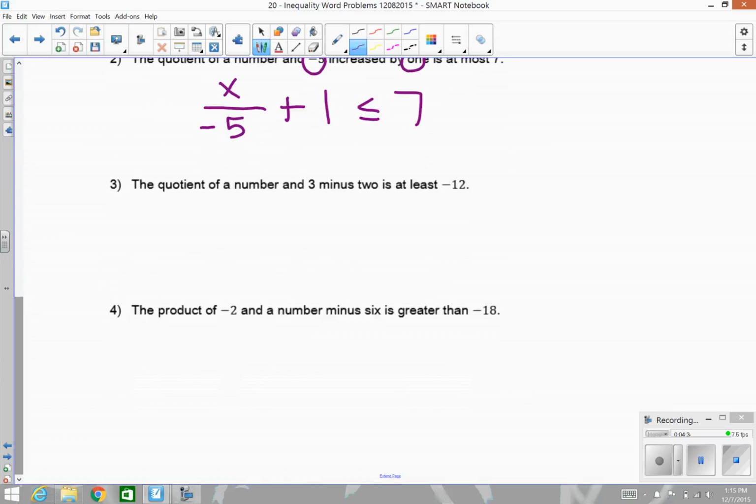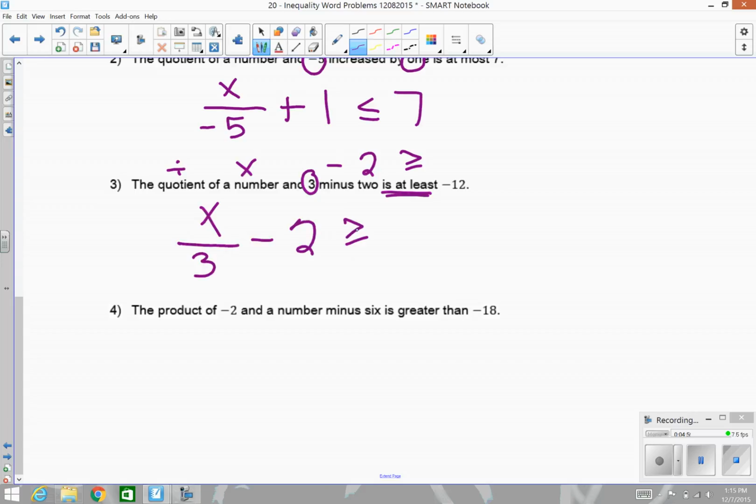Okay, another one: the quotient of a number and 3 minus 2 is at least negative 12. Okay, that means that it's negative 12 or more. So it'll be greater than or equal to negative 12. Okay, so we have x divided by 3 minus 2 is greater than or equal to negative 12.